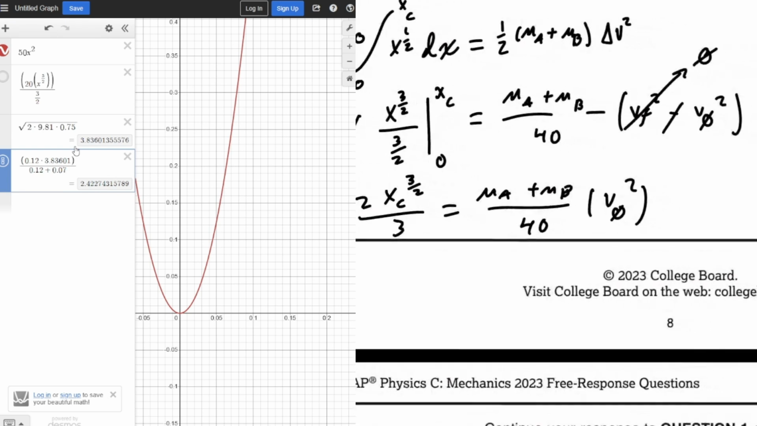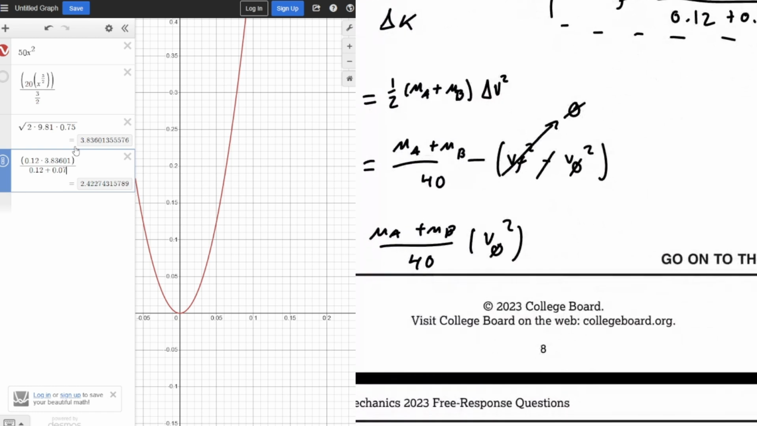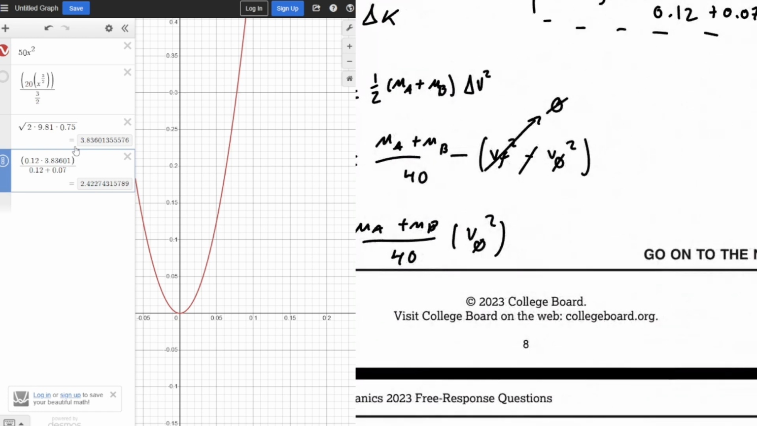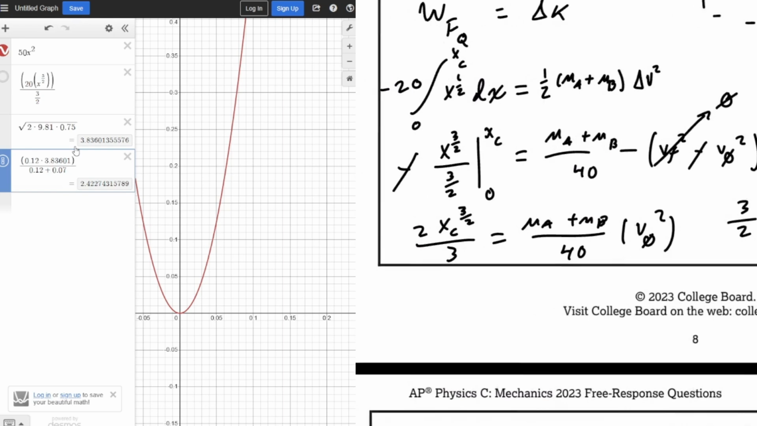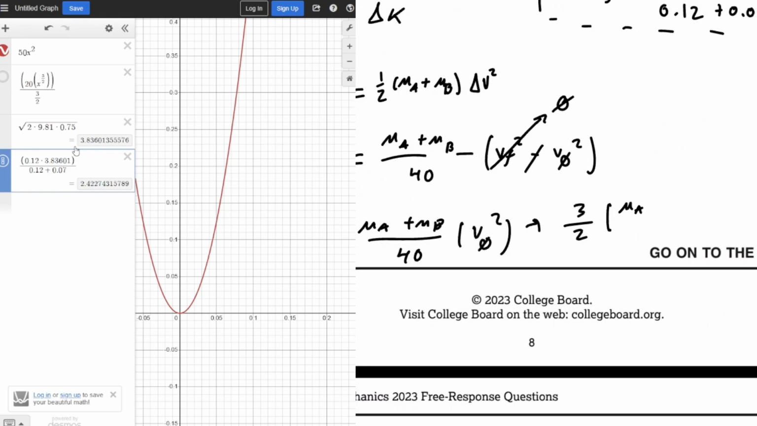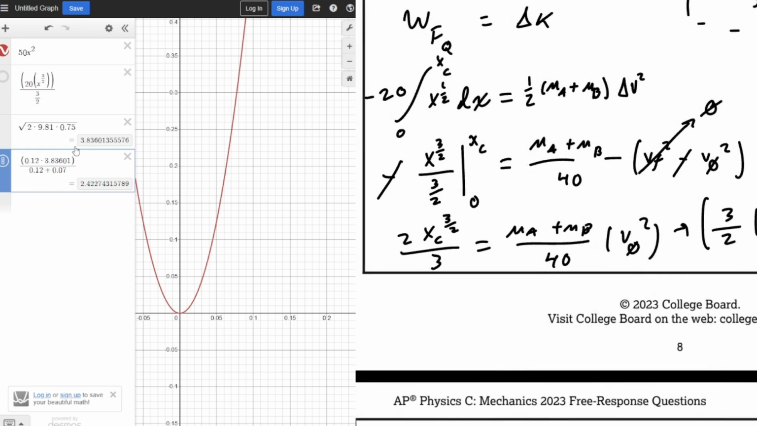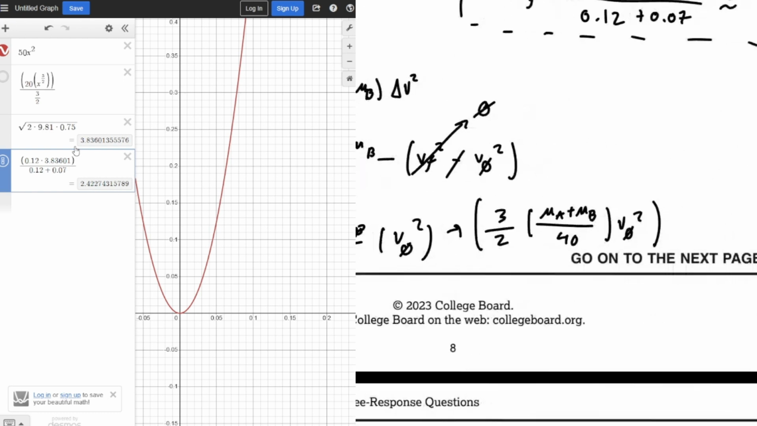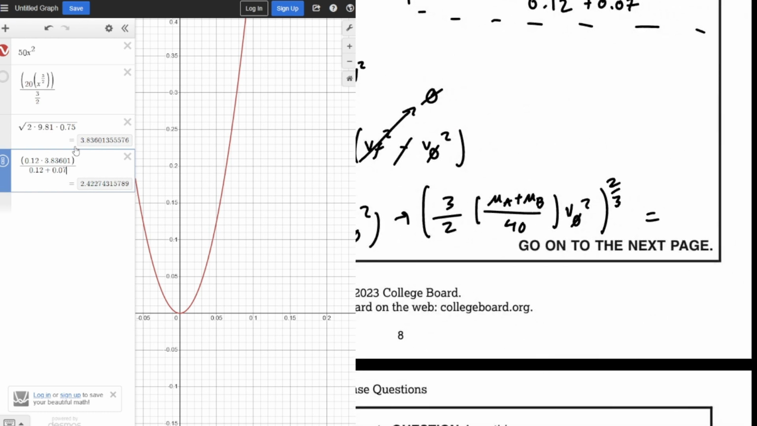Right? So now I'm going to simplify, and it's going to be a really big and ugly equation, but it's okay. We're going to move that 3/2 to the other side, times MA plus MB divided by 40 times the initial velocity squared. And we're going to raise that entire thing in order to get to the 3/2 here. We're going to raise that to the 2/3, so it'll cancel out to 1. If we raise one side to the 2/3, we have to do the same thing to the other one. That is going to give us our compression distance.